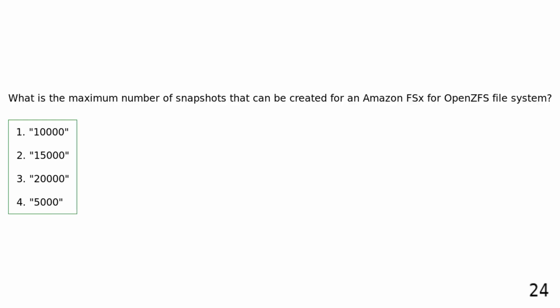What is the maximum number of snapshots that can be created for an Amazon FSx for OpenZFS file system? 10,000. 15,000. 20,000. 5,000.